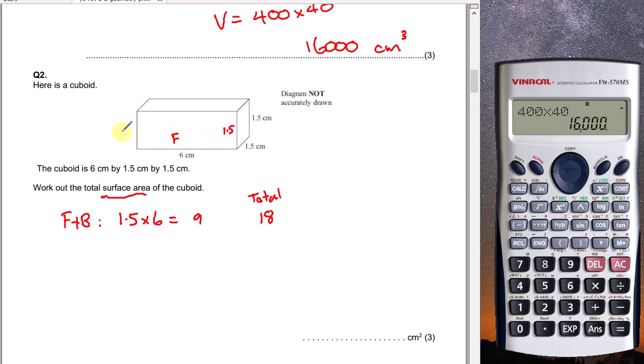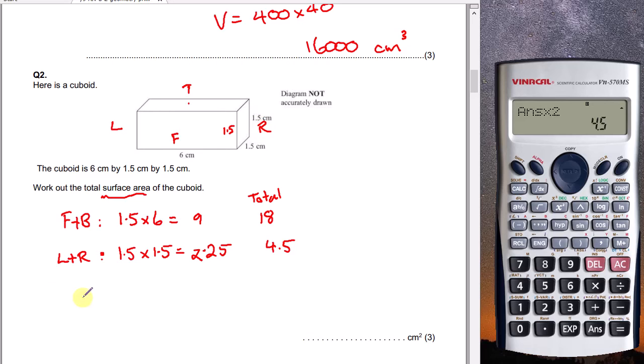If this is the front, we've got a left and a right. They are a pair for a cuboid, and they are both 1.5 times 1.5. You might struggle with this one a bit more, but it should be 2.25. Again, there are 2 of them, so we get a total of 4.5 centimetres squared. The last one is top and bottom.